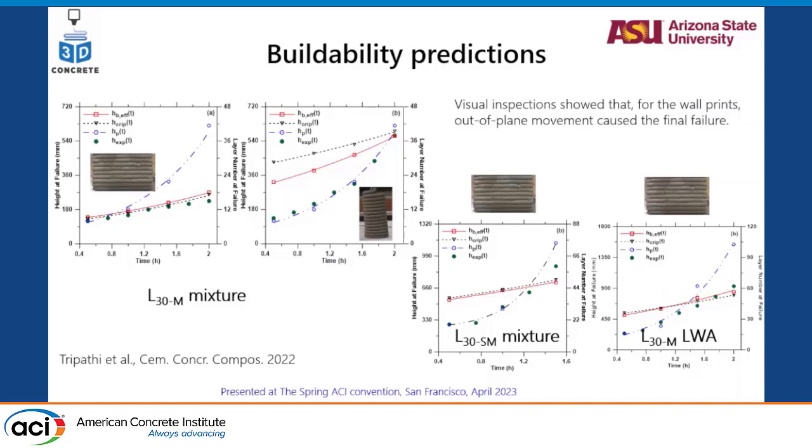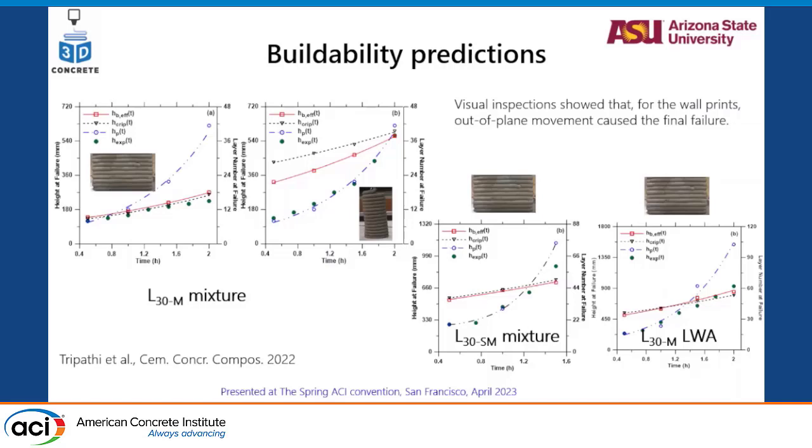So here the x-axis shows the time from the mix, while the y-axis shows the height of failure. This is for a wall and this is for a cylinder element. You can see the predictions are quite close. They are particularly in the range of 10 to 20% error for the whole period of the open time.